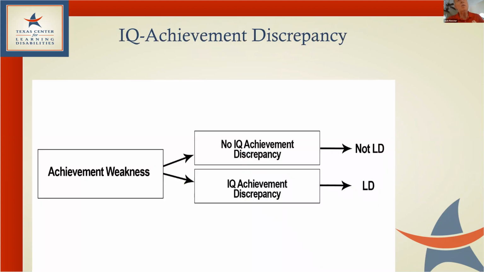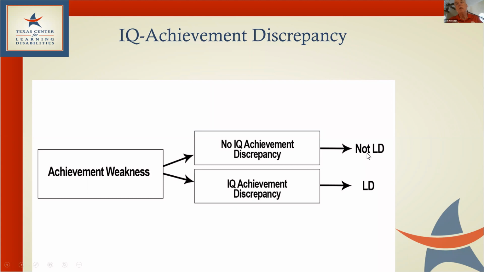This is an IQ achievement discrepancy framework. In this framework, there is an achievement weakness, reading, math, or writing. You give the child an IQ test. The child either has a discrepancy with IQ and they're learning disabled, or they have no IQ achievement discrepancy and they're not learning disabled, they're simply low achievers.